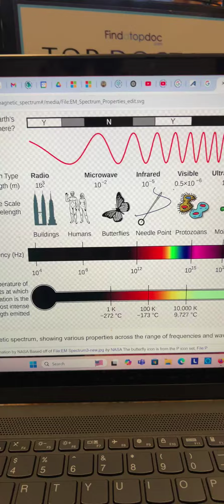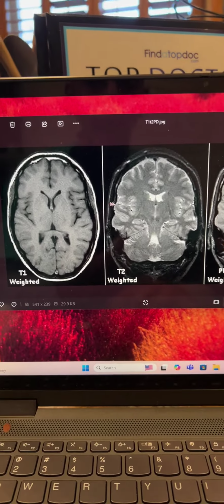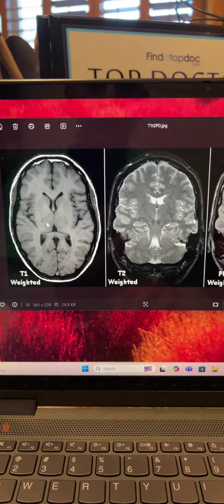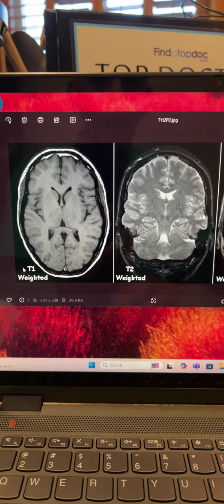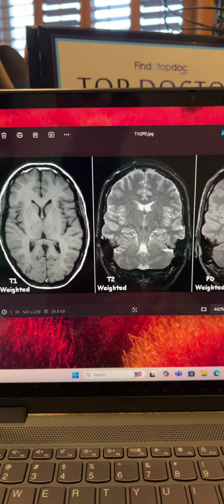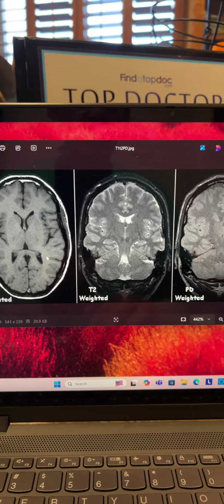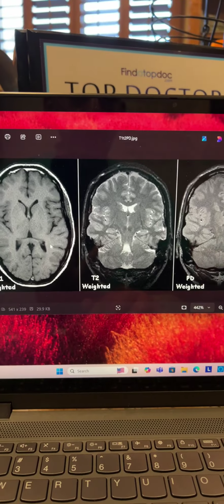So we get the images that look like this, where they're called T1, T2, and proton density. Those are like the most common sequences that we get in MRI, but there are many other sequences that I'm not going to be able to cover right now.